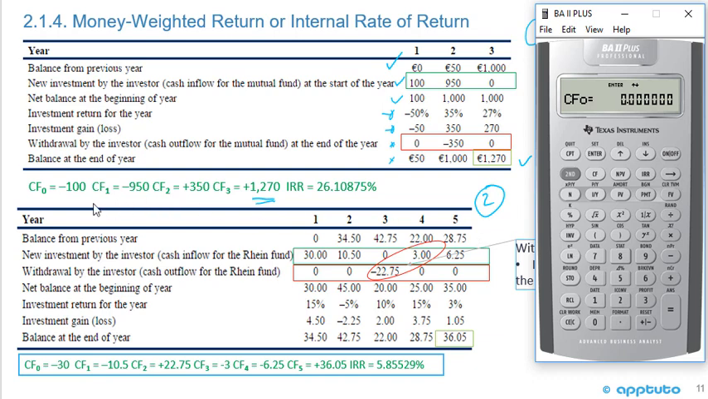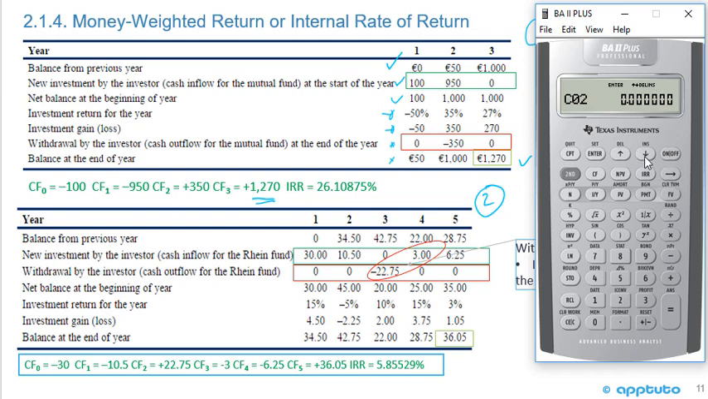So the first one here, I've shown you the cash flows here. CF0, that's the 100. That's the first investment by the investor. So that's 100 negative, we're going to enter that. Arrow down. Cash flow 1 is the 950 that the investor puts in. So 950, negative sign. We're going to hit enter. Frequency on that of 1.